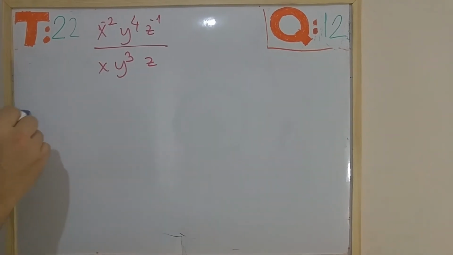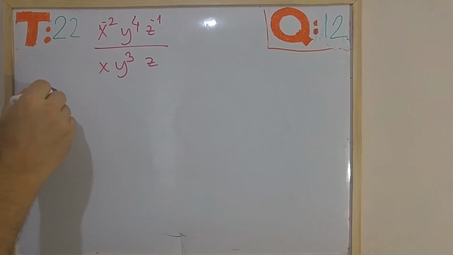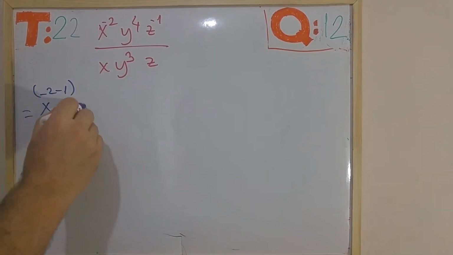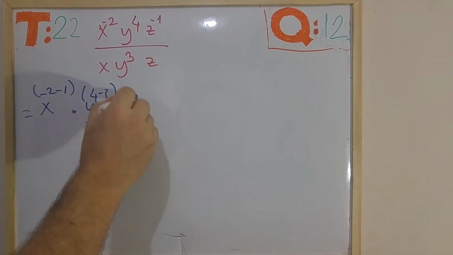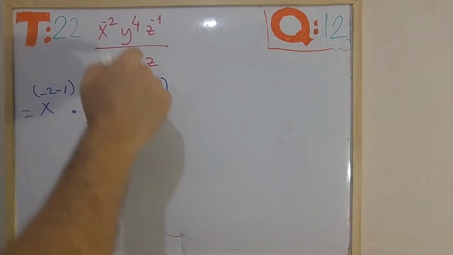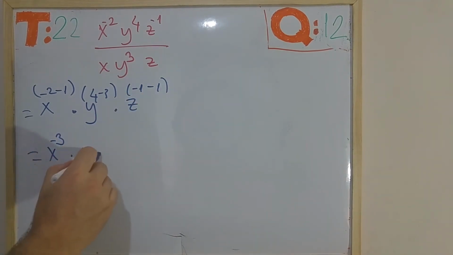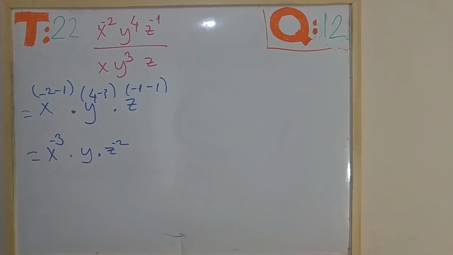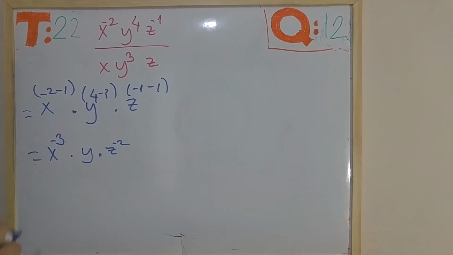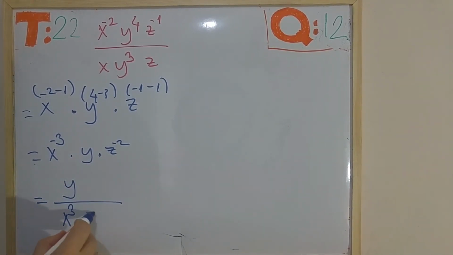This expression is equal to x to the minus 2. This means x to the minus 1, it goes up, times y to the 4 minus 3 times z to the minus 1 minus 1, which makes x to the minus 3 times y times z to the minus 2. Or if I do not want to see any negative numbers as exponents, that's why I can write it down like y over x cubed times z squared.